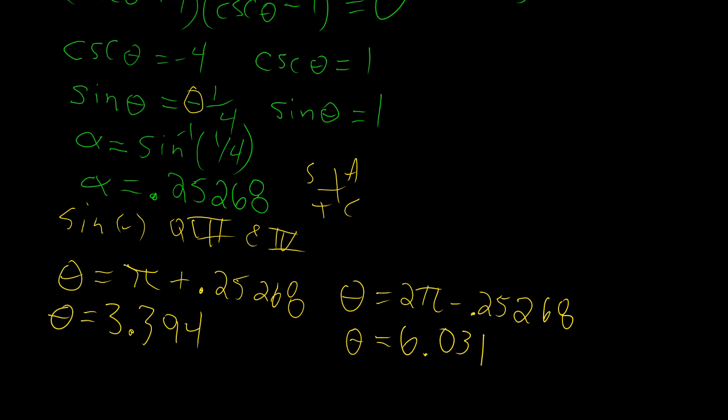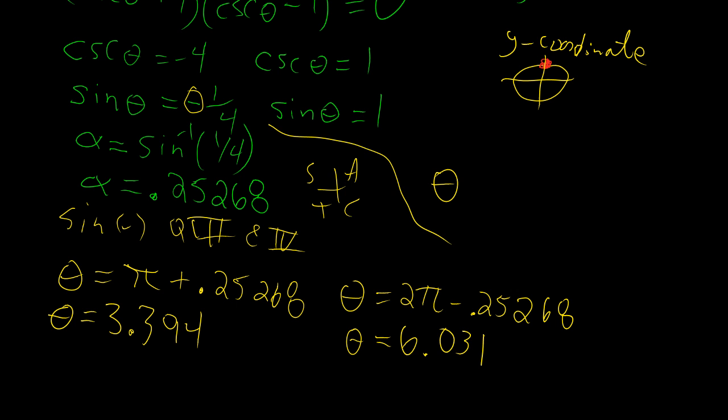Now the next one, I still have to solve sine theta equals 1. This is a little easier to do, right? If you remember the unit circle, sine is the y-coordinate in the unit circle. So we're asking, where is the y-coordinate 1 when we're in the unit circle? Well, where are we at a height of 1? This is the only place we're at a height of 1. So the solution to this is pi over 2.